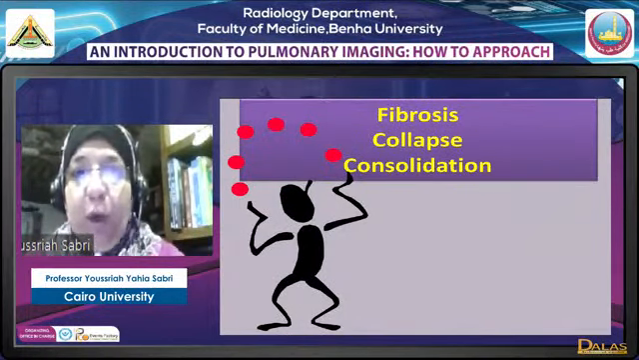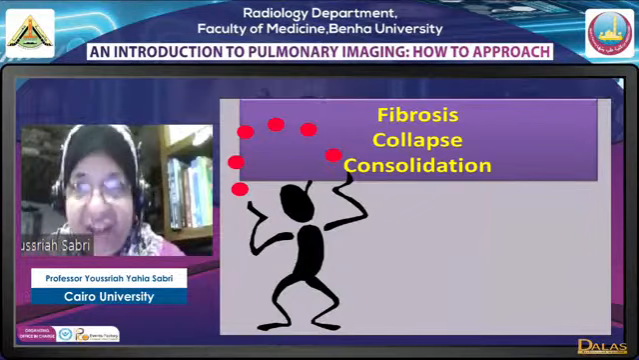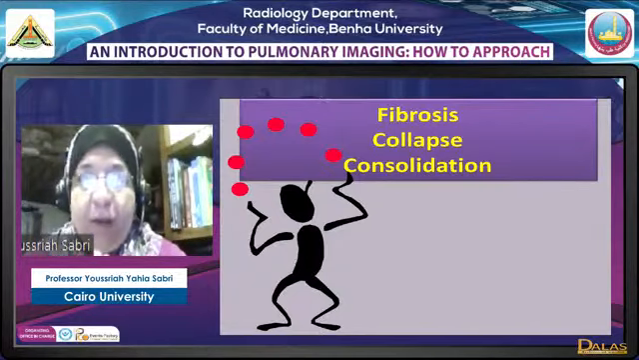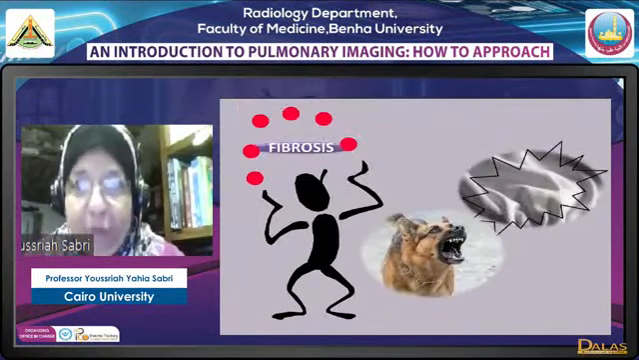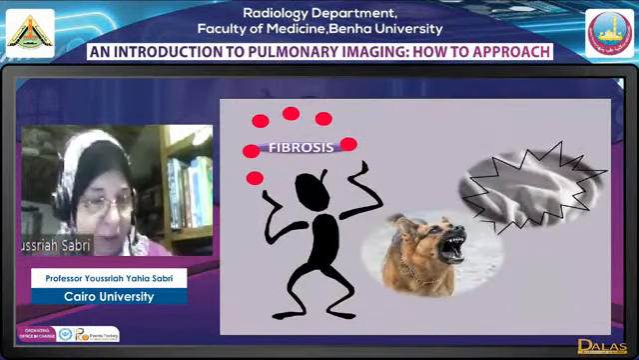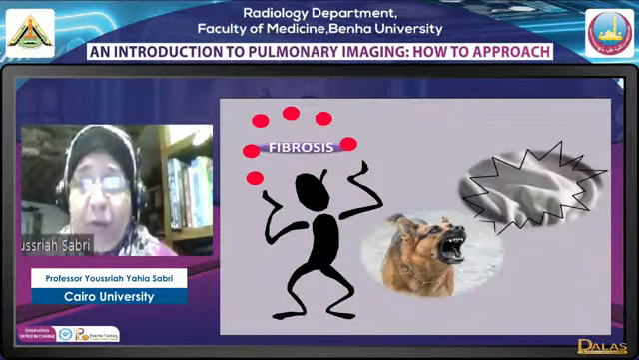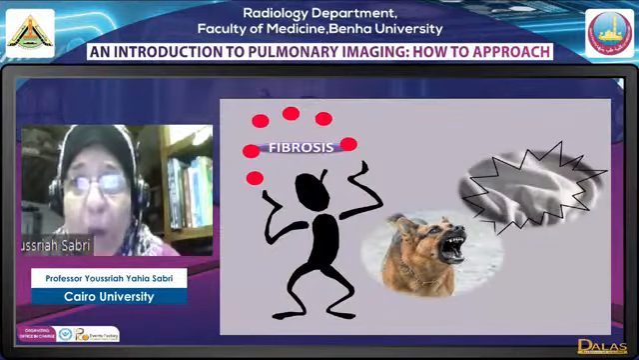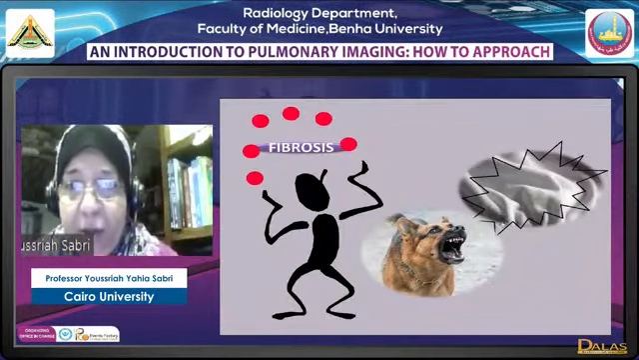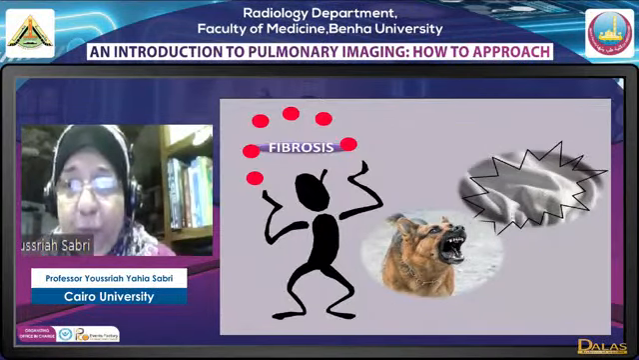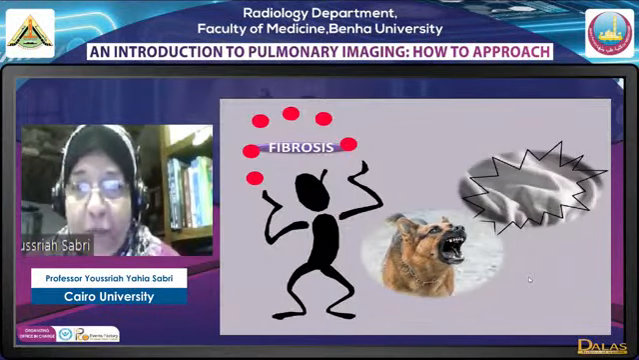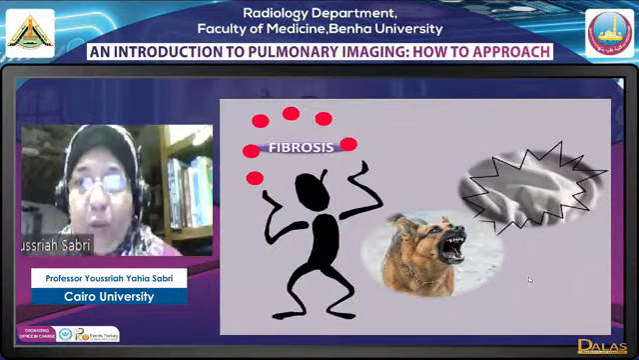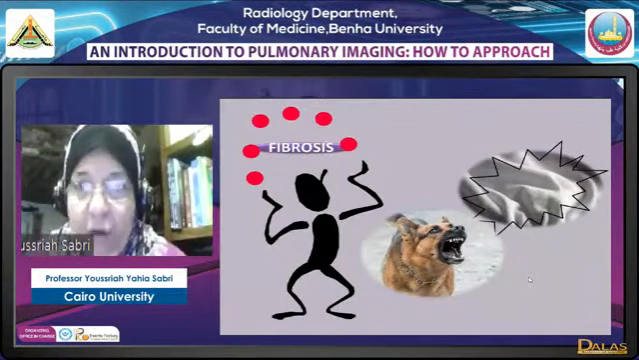We will shift to opacities that are patchy and ill-defined, such as fibrosis, collapse, and consolidation. Now, regarding fibrosis, I like to compare the appearance of fibrosis to a small story where we have a white cloth that a dog has torn into pieces. Now imagine the white cloth torn into pieces by the dog. Anything that you can imagine happening to this white cloth, you may see in the pattern of fibrosis.